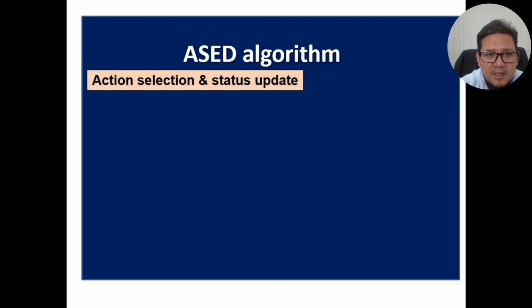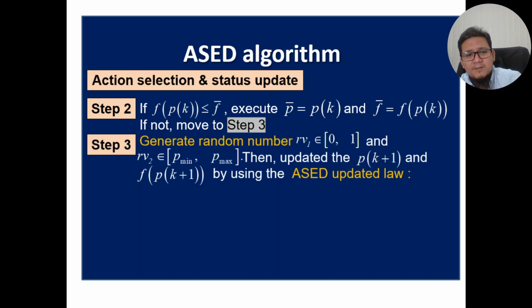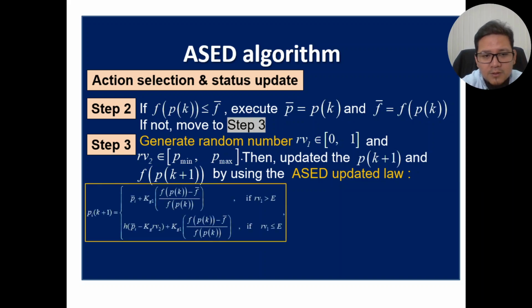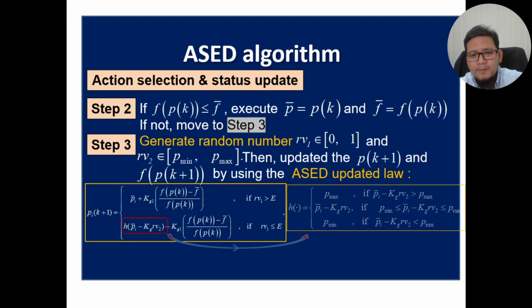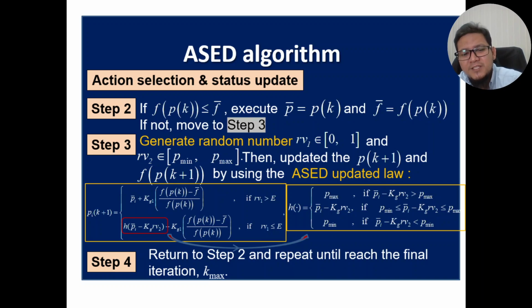Now, action selection and status update for step 2. If F(PK) is less than F bar, we execute P bar equal to PK and F bar equal to F(PK). If not, move to step 3. In step 3, we generate the random numbers RV1 and RV2. Then we update PK plus 1 and F(PK plus 1) by using the ASED update law. So this is the ASED update law. Then we return to step 2 and repeat until we reach the final iteration. The stopping condition is based on K maximum.